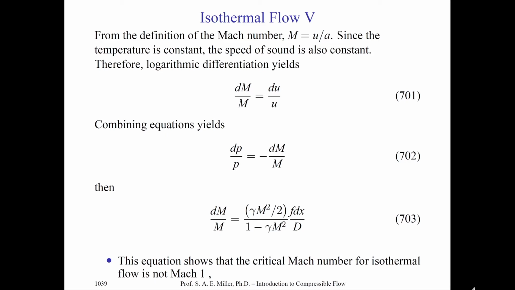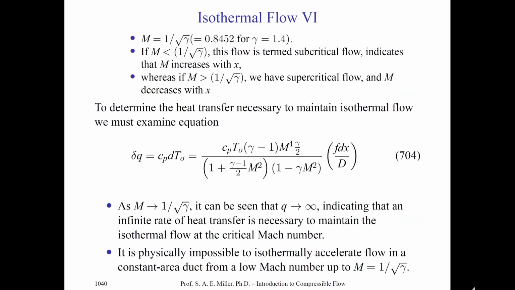dm over m equals gamma m squared over 2 all over 1 minus gamma m squared by relating differential pressure and pressure to our momentum equation. Here we'll see that this shows that there's some particular so-called critical Mach number for isothermal flows. And you'll see that indeed, if you have gamma m squared equals 1 in the denominator of 703, then you'll have a singularity, a critical Mach number. Let's explore what that means physically.